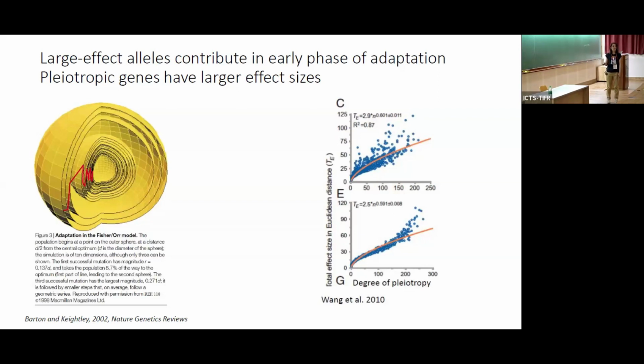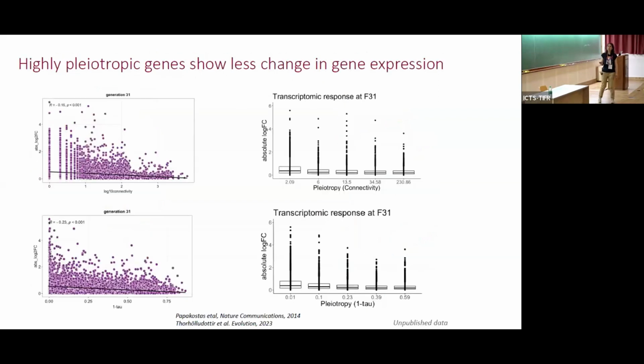And for this data set, although this is gene expression, we could estimate pleiotropy. And so we use two measures of pleiotropy. So we first use connectivity, network connectivity, as a measure of pleiotropy.